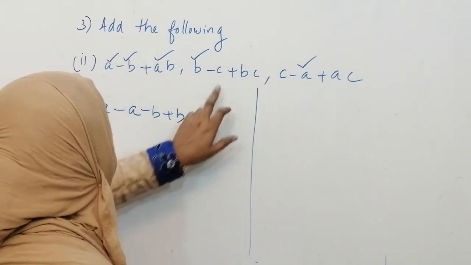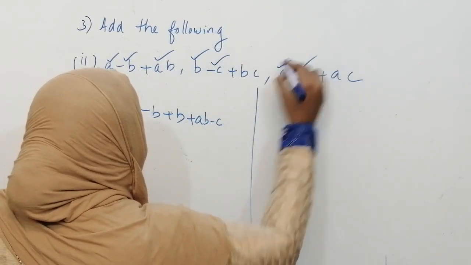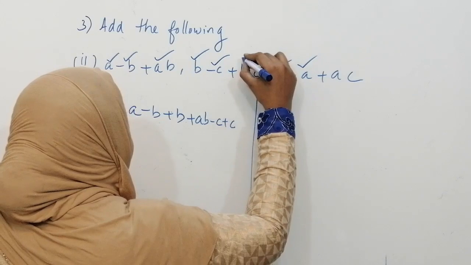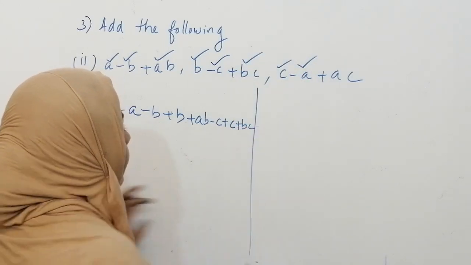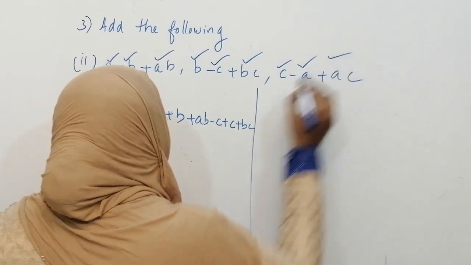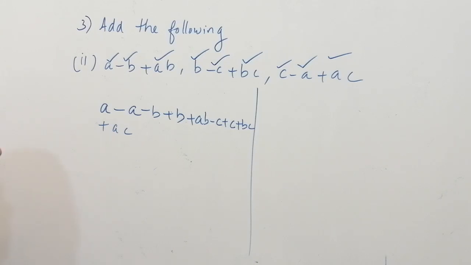So this we finish. Next we can see minus C and plus C. So next plus BC. Here nothing, so I wrote plus BC here. Next plus AC, so that also I continued here. So now we can start to solve this question.